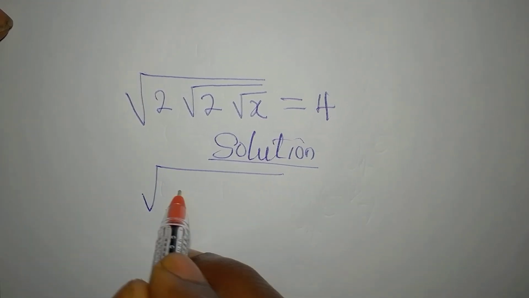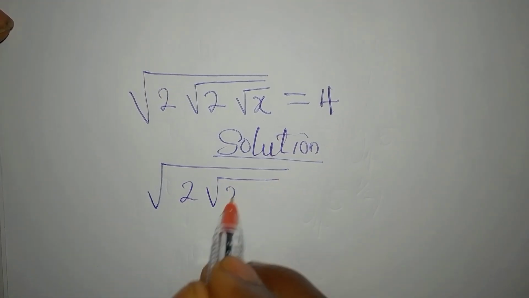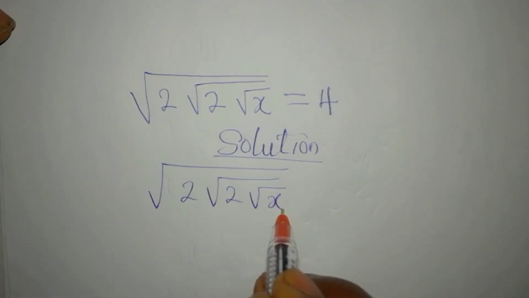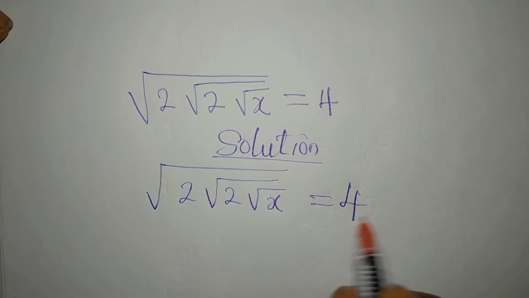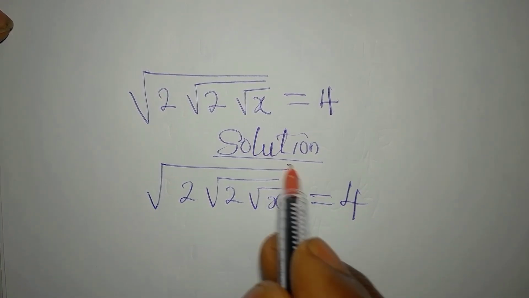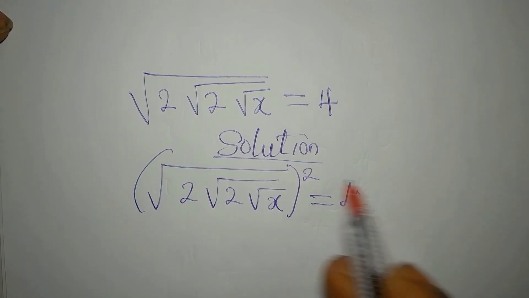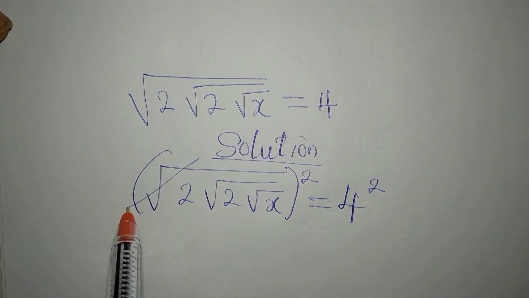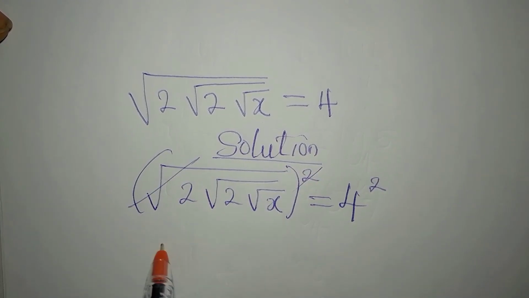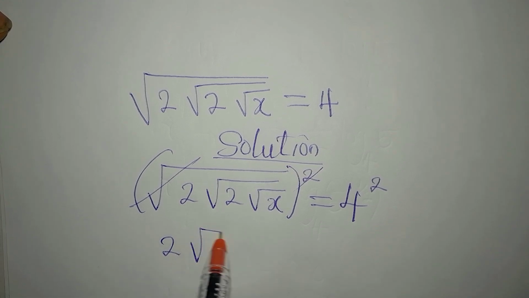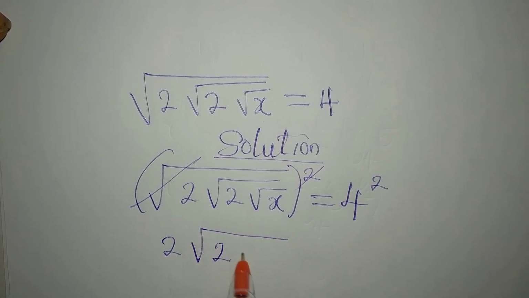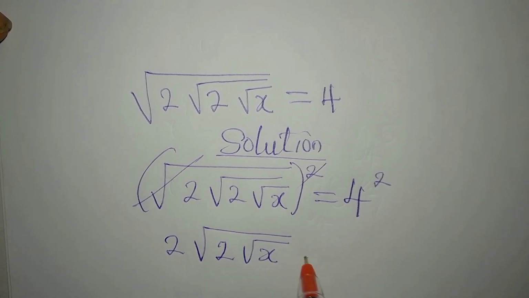We have the square root of 2, the square root of 2, and the square root of x equals 4. Now here's what I want to do first. I'm going to square what I have here and square this. This will go with this, so that we have 2 root x to be equal to 16.